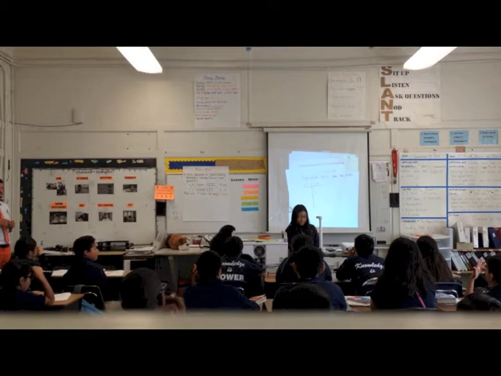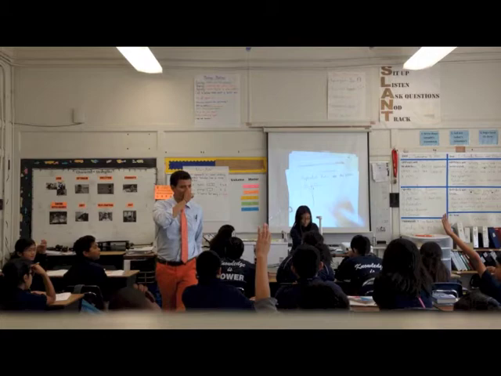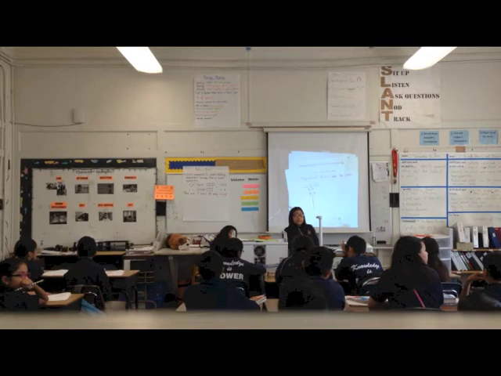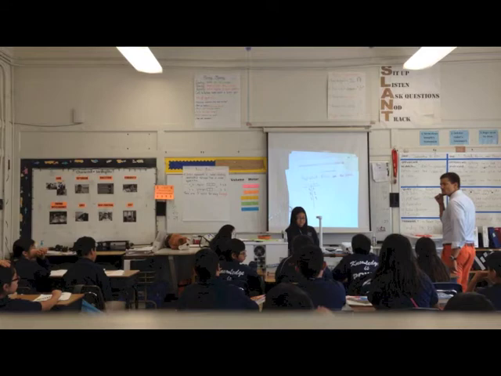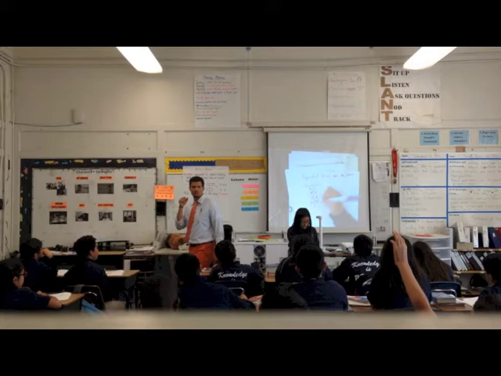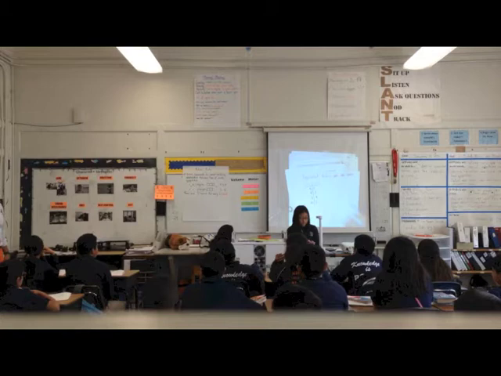What's an equivalent ratio of 2-1? Vincent? 4-2. Let's keep going. Alexander, equivalent ratio? 8-4. Let's keep going. Jorge? 10-5. Let's keep going. Diego? 12-6. Let's keep going. One more. Glendy?